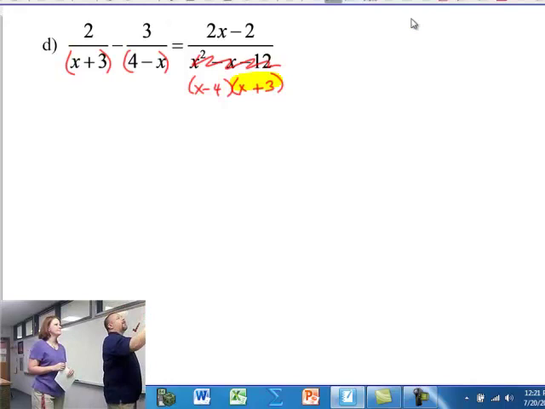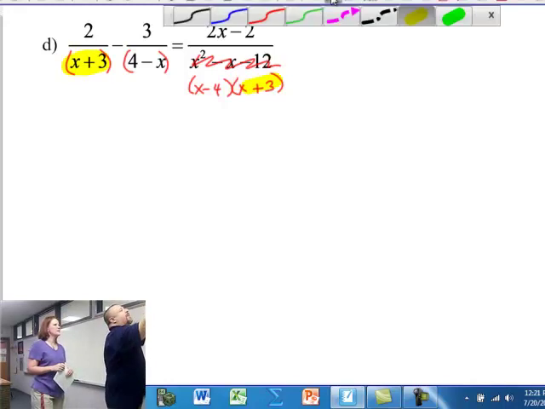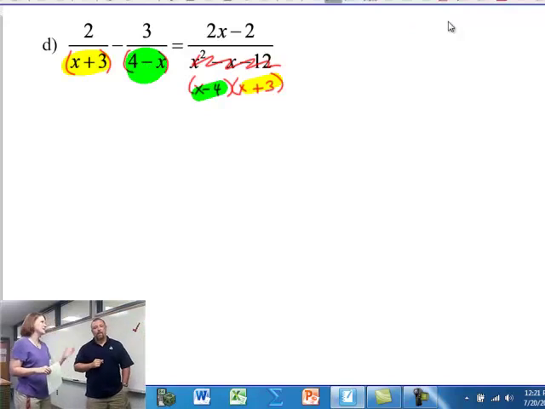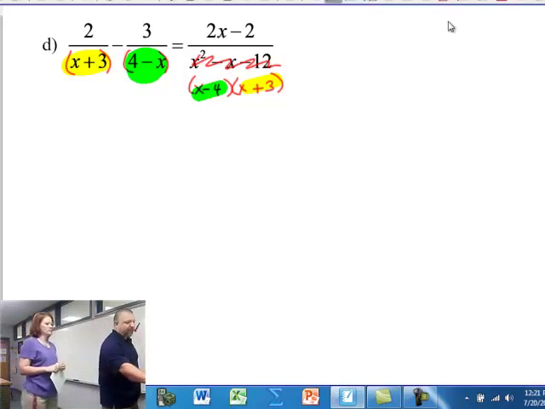Okay, well, I like the x plus 3. The x plus 3's are the same here and here, but you notice that 4 minus x is a little different. 4 is almost the same as 4 minus x, but it's not, is it? It's not, because the x is negative, and subtraction is not commutative.